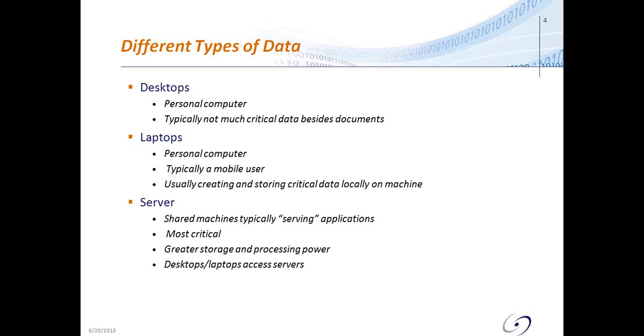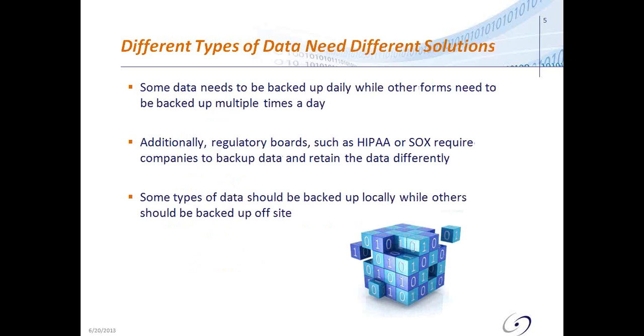And on top of that, the last one is a server. Basically, all these shared machines that are typically serving applications, could be a CRM, financials, a file server, an email server, but they're serving that application or that service out to the desktop, out to the laptop. This is definitely the most critical of data that's out there today. And of course, the servers have a lot faster, more memory, more storage, and all the desktops and laptops are actually accessing those servers.